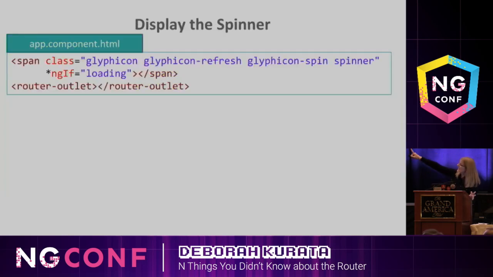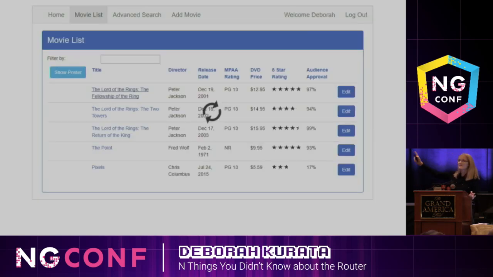Then in my app component HTML, remember this is the one that only had our router outlet on it, I use my ngIf and then whatever visual, this uses the old Bootstrap, but whatever visual that you want. And this will automatically appear anytime there's a delay in routing. So you'll get the spinner anytime that there's a wait. None of the other components need to know to do that.